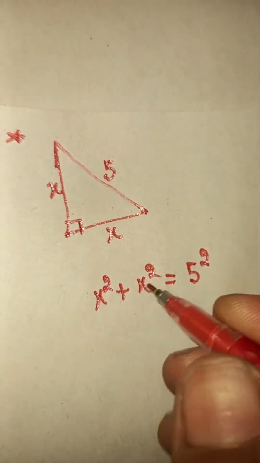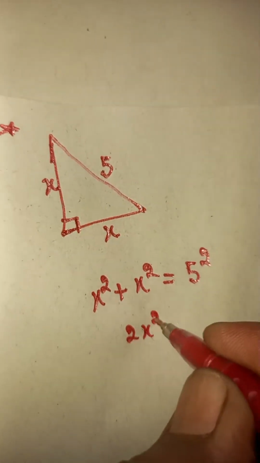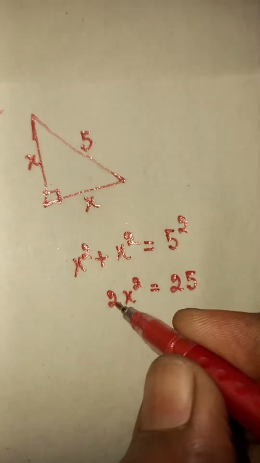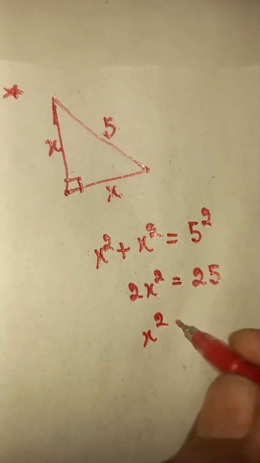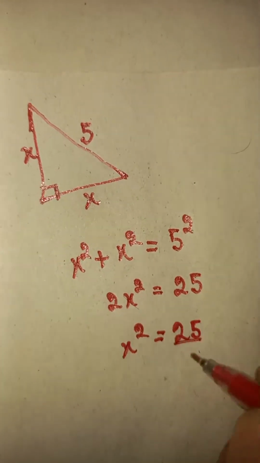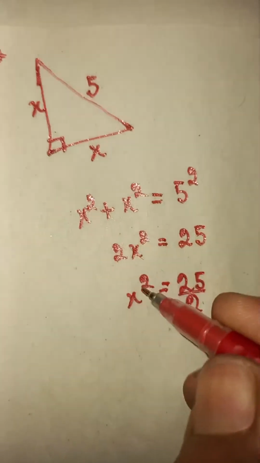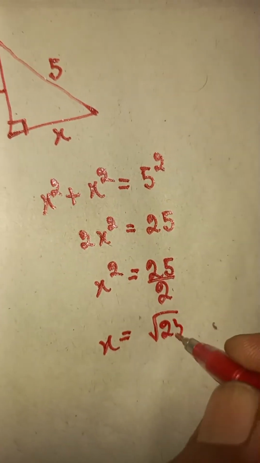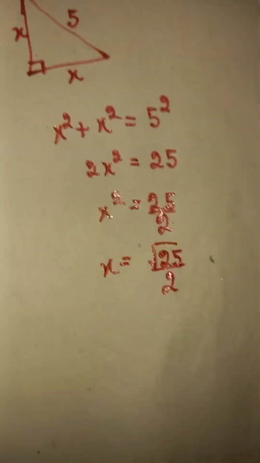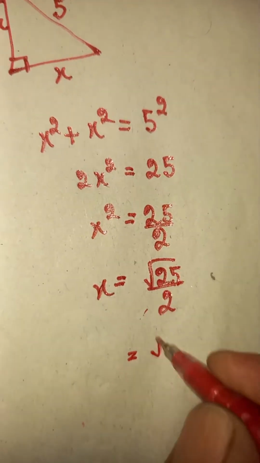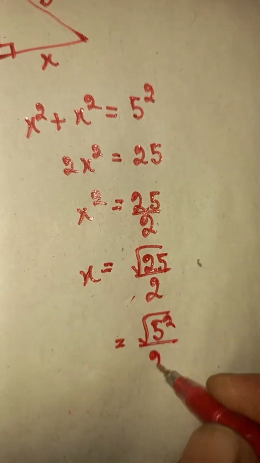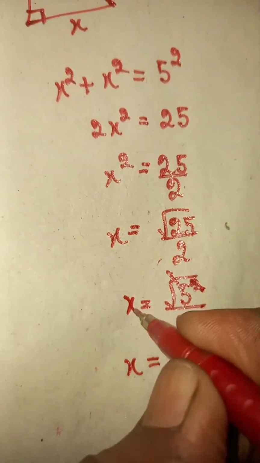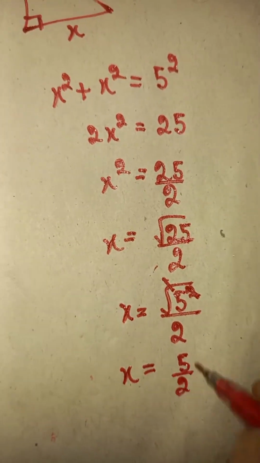Now you can add them out. x square plus x square becomes 2x square, which is equal to 5 square, meaning 25. Now if 2 comes to that side, it becomes x square equals 25 by 2. Now let's find it out. Send that root to that side, it becomes x equal to root of 25 by 2. Root 25 can be written inside as 5 square, that is root of 5 square by 2. Square and square root get canceled out, x is going to be equal to 5 by 2.